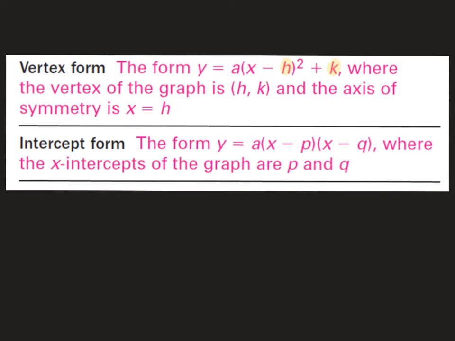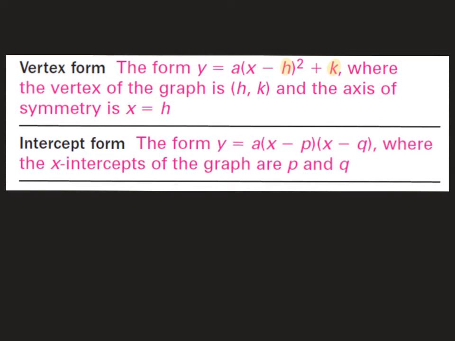Now the big thing to remember is that right here, you have a minus H. When you have a minus H, whatever you really see, H is the opposite, okay? So HK, and we've talked about this many times: whatever the x value of the vertex is, that's what your axis of symmetry is.